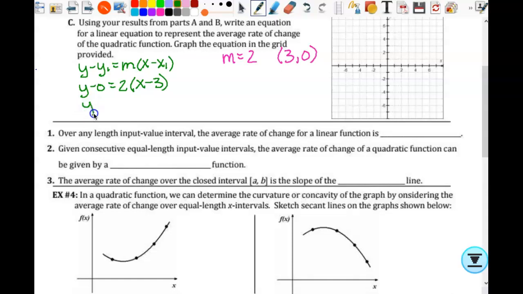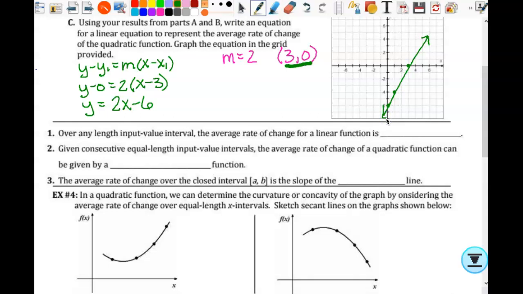So y minus 0 is just y. When I distribute the 2, I get 2x minus 6. I can easily graph that. So I have my y-intercept at -6. My slope is 2, so I can go up 2 over 1. And then I also have this point here, the 3, 0. So I really have 3 points I can plot easily. Pretend like I went through that point because I'm not redrawing it. There's your line.